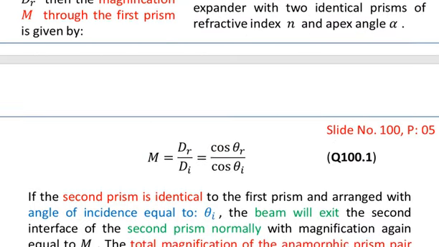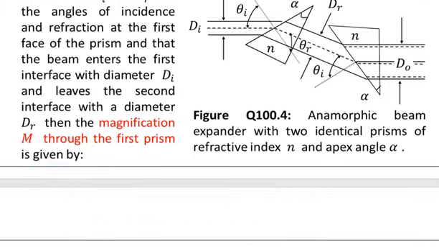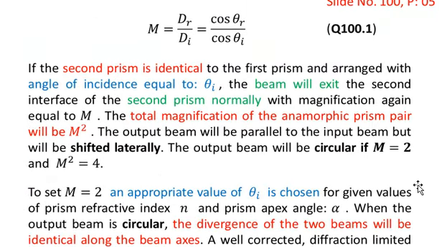And you see that here we have assumed that the magnification due to prism 1 is M is equal to 2, and the same is for prism 2, that is the magnification from the second prism is M is equal to 2. So the total magnification of the system is M square is equal to 4. So you see that this scheme will work. The output beam will be parallel to the input beam but laterally shifted. The output beam will be circular if M is equal to 2 and M square is equal to 4.